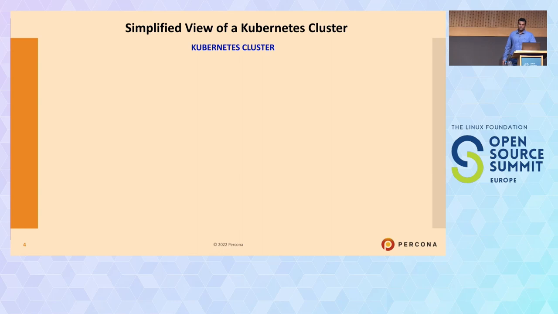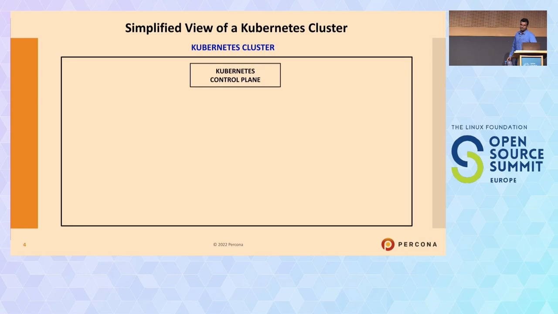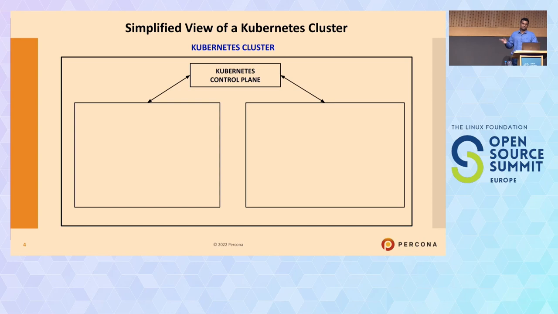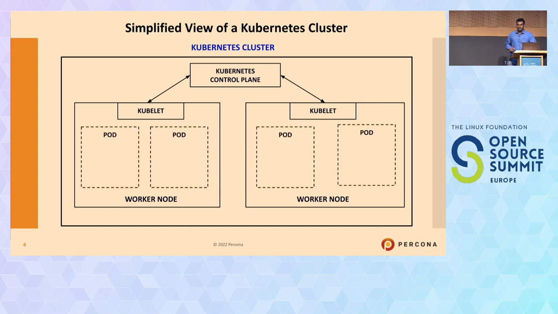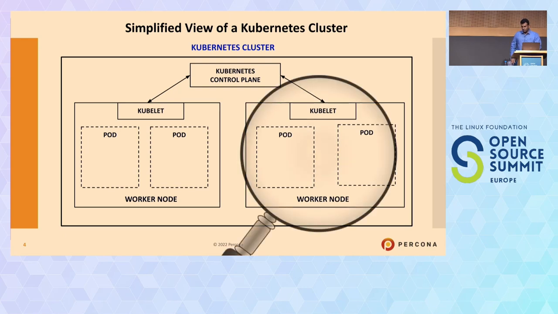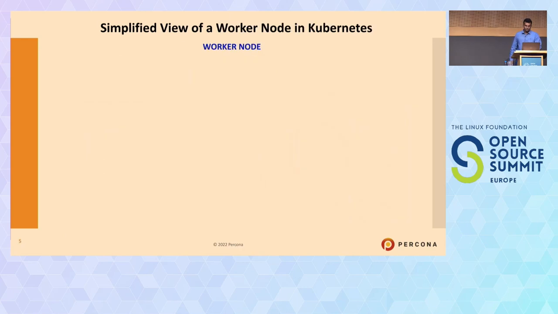So what is a Kubernetes cluster in a very simplified way? All you have is a control plane, and a set of worker nodes which are constantly communicating with the control plane. Then you have a kubelet, which is a simple process running on a worker node, constantly communicating with the API server. The kubelet ensures that a pod runs on the specified node it's scheduled on. So let's take the glass and see what actually happens on a worker node.